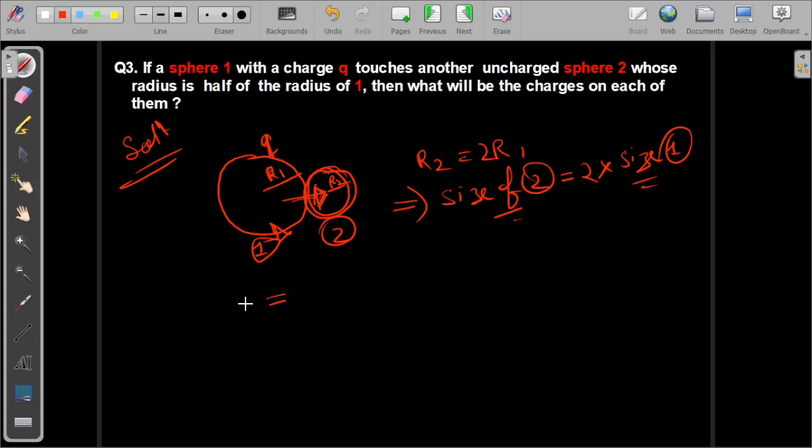Suppose the final charge on the first one is Q1 and the final charge on the second sphere is Q2. Then the final charge on sphere 1 will be equal to twice that of Q2. That means twice the final charge on the second sphere. This condition is given. Understood?